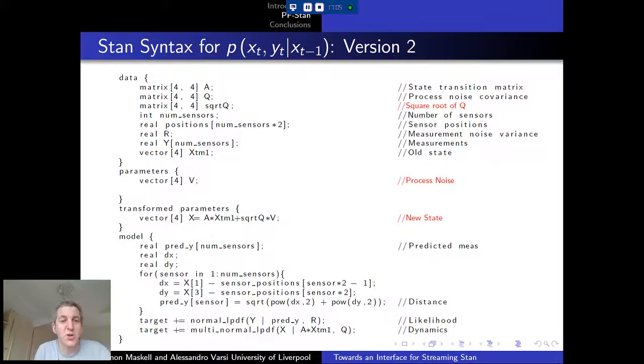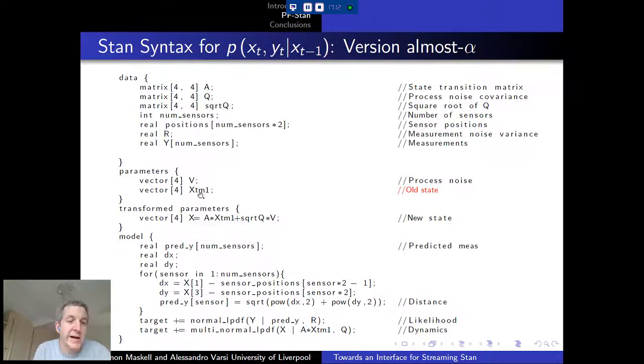Today, the version that works shifts the x_t minus 1 to the parameter block, which is a bit annoying, and we're working to fix that, but that's the version that works when I'm giving this talk. Maybe when you're listening to this or when I'm answering questions, we'll have shifted it up again, but the version that works today has x_t minus 1 in the parameter block.